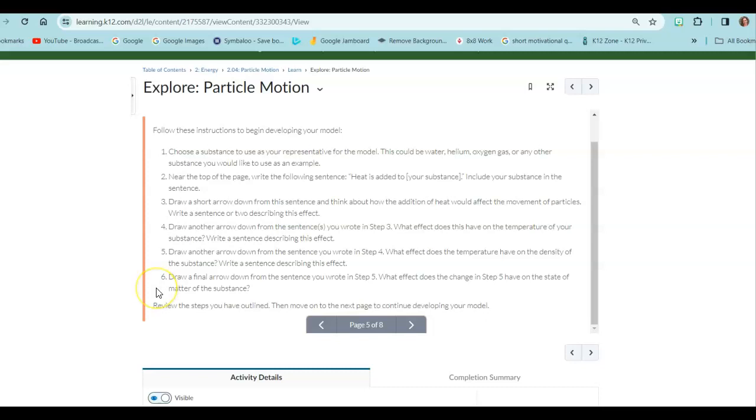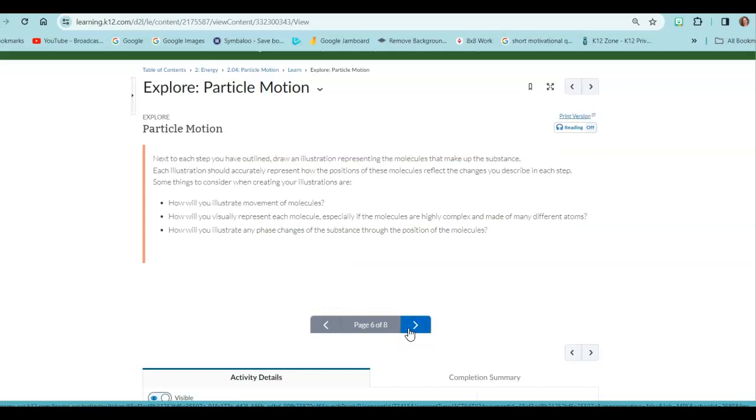And then for step 6, draw a final arrow, and you're going to write, what effect does the change in step 5 have on the state of matter? So did it melt? Did it boil? Did it bubble? So you're writing that. And then you'll review those steps that you've outlined and move on to the next page because you'll continue developing your model.